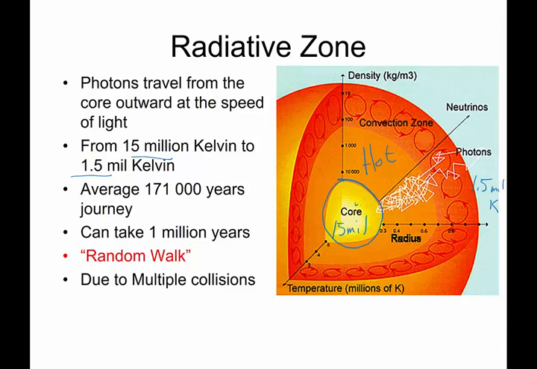As a photon comes out of the core, it starts a process known as the random walk. So this little photon is trying to get to the surface, and it gets hit by another photon. And it goes back, and it goes this way, and it gets hit by another photon.